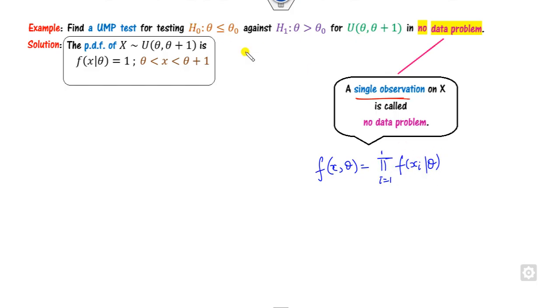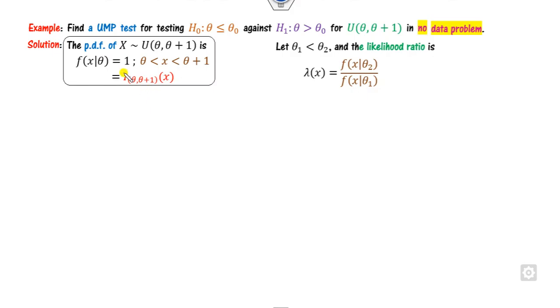Here this is the uniform distribution, and you know that the PDF of the uniform distribution is 1 over b minus a. So what is the value of this? This is 1 over 1, that is 1. Or I can write this function in the form of the indicator, a unit length interval over this. Now we can start with the likelihood ratio.